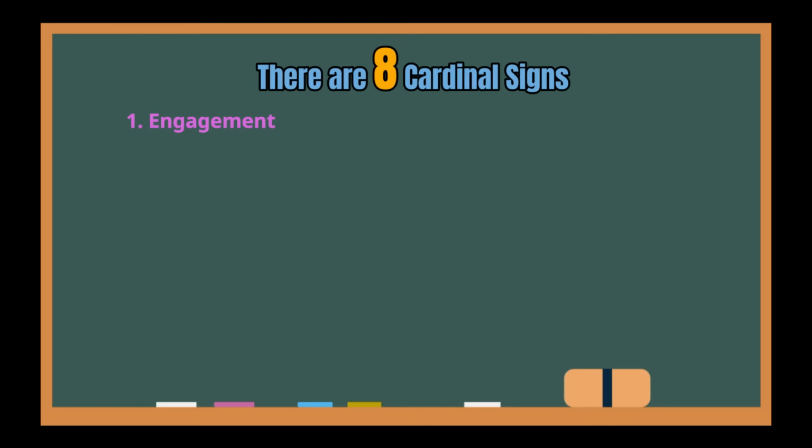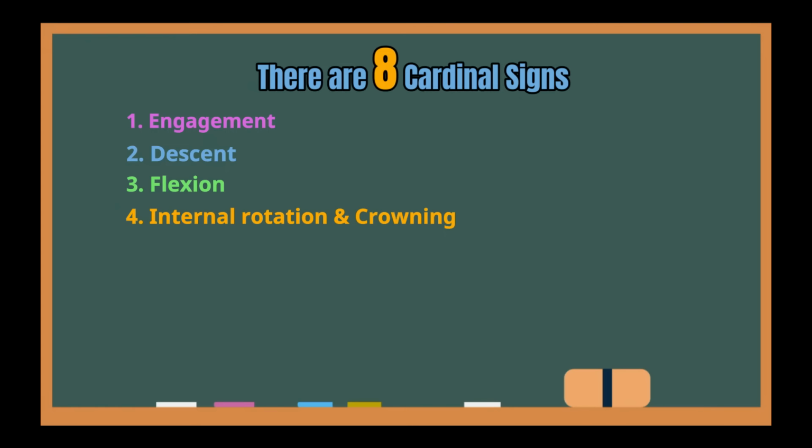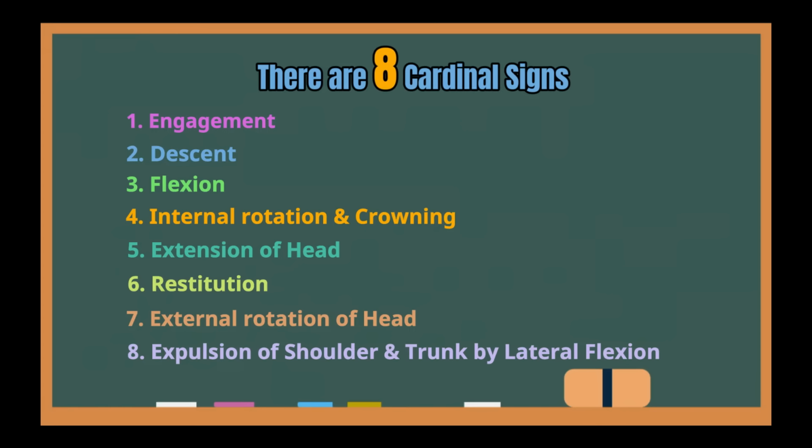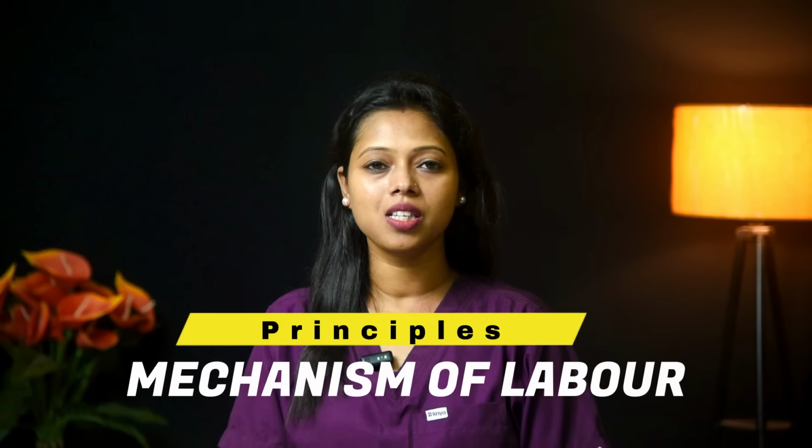First, engagement. Second, descent. Third is flexion. Fourth is internal rotation of the fetal head along with crowning. Fifth is extension of the baby's head. Sixth is restitution. Seventh is the external rotation of the head along with the internal rotation of the baby's shoulder. And eighth and the last one is lateral flexion, through which the body and the shoulder of the baby are born.